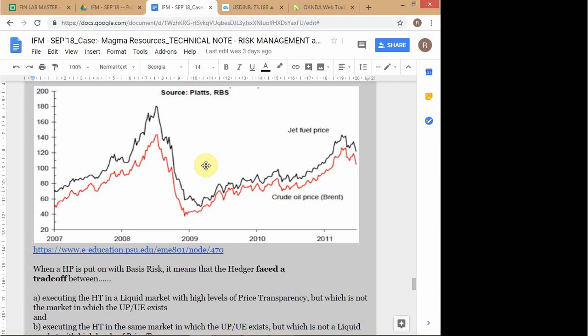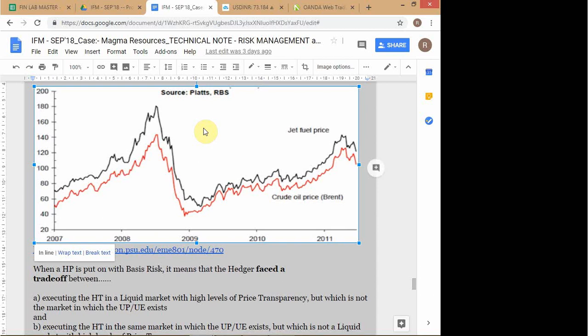Okay, alright, good. So here's a chart which is showing you the crude oil and the jet fuel price. The relationship between the two, you can see that they're quite closely related. Can you see that? They're quite closely related, but they are not exactly the same. Sometimes the difference is very narrow, like here, but somewhere like here the difference is very wide. So they are quite closely related.